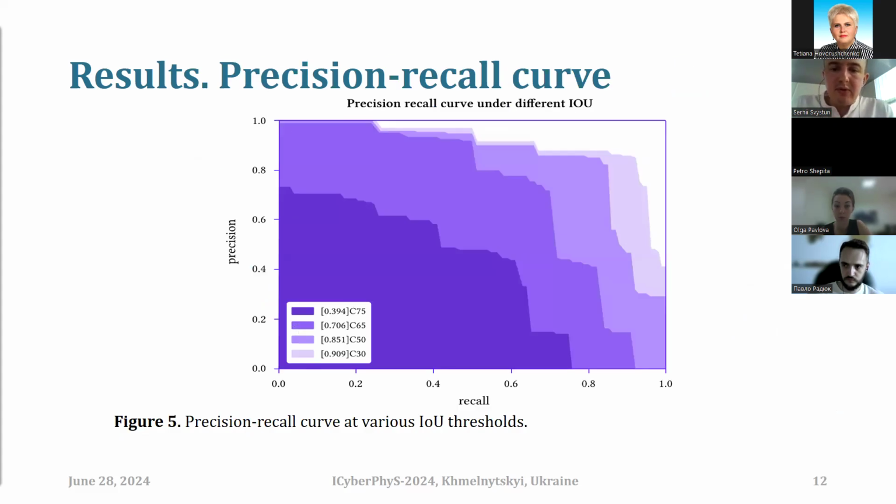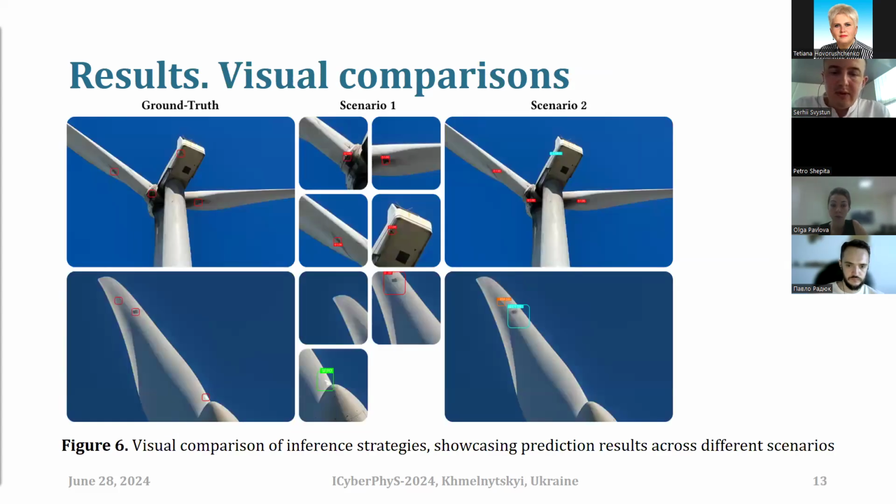The precision-recall curve and IoU demonstrate the effectiveness of our method in detecting surface defects in VTBS. This confirms that the method ensures high detection accuracy under various conditions. This visual comparison shows detection results across different scenarios and lighting, with improved detection capability in scenario 2. Our approach allowed more accurate identification of defects that may be missed when using patches.